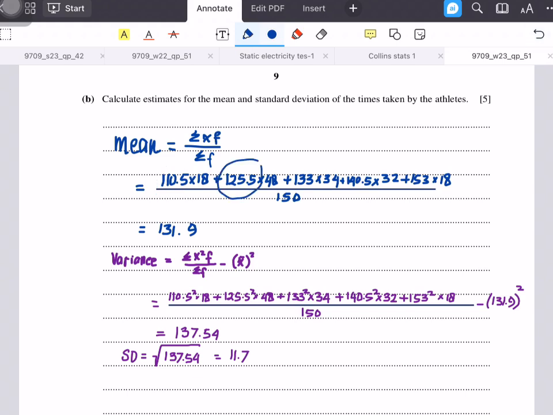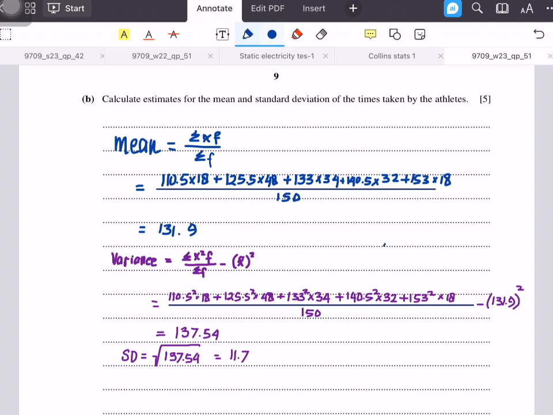While for the second class, the midpoint is 125.5, and then times the frequency. You add all of them and divide by the total frequency, which is 150. The result for the mean is 131.5.